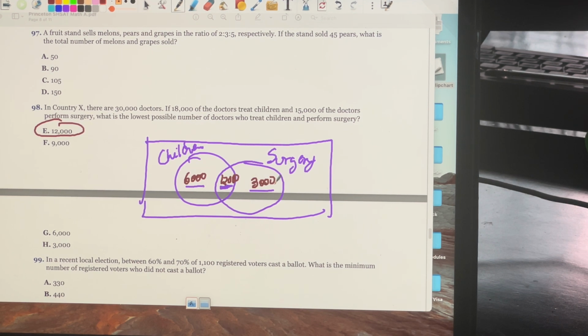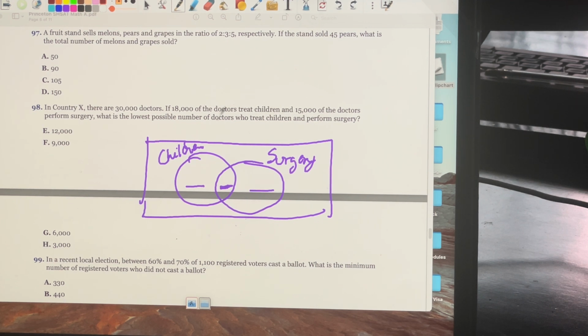Okay, so does that give me 30,000? No, that gives me 12,000 plus 9,000, which is 21,000. So that doesn't look like the right answer.